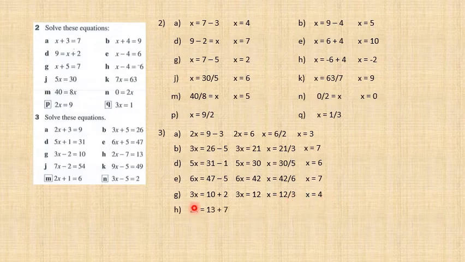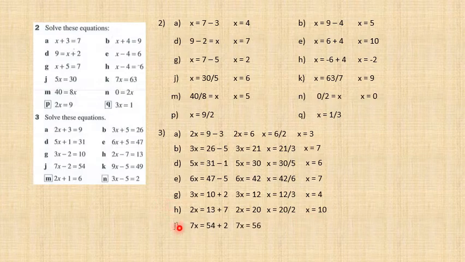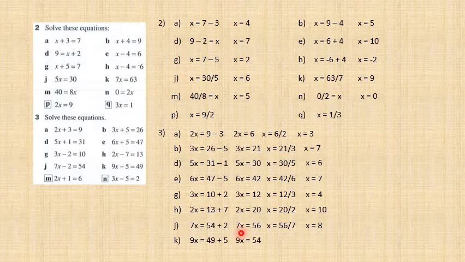For question H, it's 2x minus 7 equals 13. So the inverse operation is plus 7 first. So 13 plus 7 equals 20. And then divided by 2. So it's going to be x equals 10. Question J, it's going to be 7x equals 54 plus 2, which equals 56. So I will make the inverse operation again here. So x equals 56 divided by 7, which equals 8.